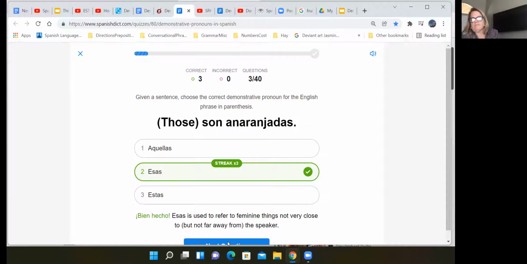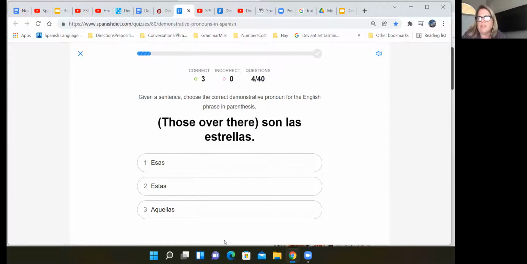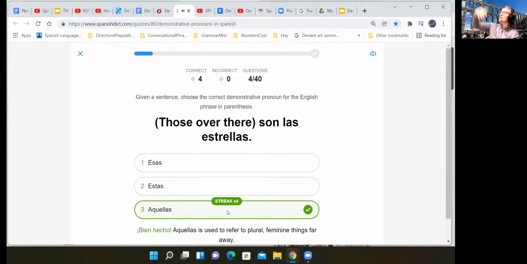All right. That's relative. We don't have a visual context for that one, aquellas, do we? Right? Those over there, aquellas. Notice if we're talking about estrellas, stars, they're not close. Are they? Oh, unless you're talking about physical stuff.